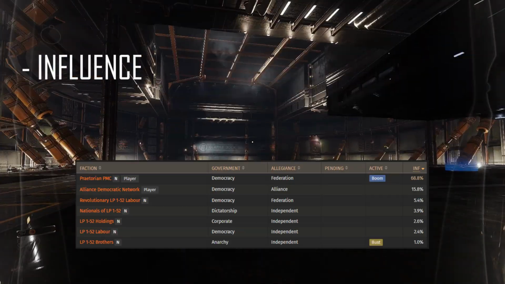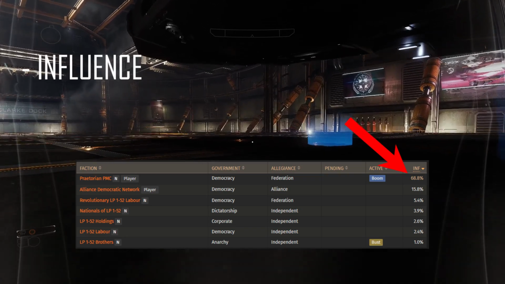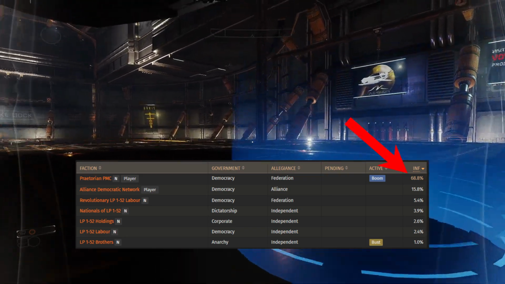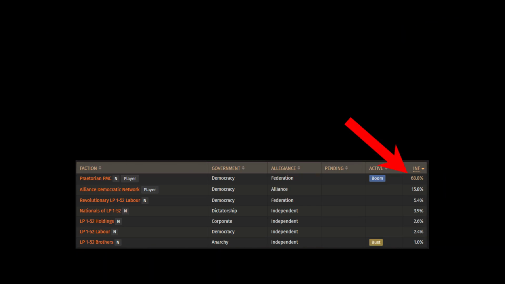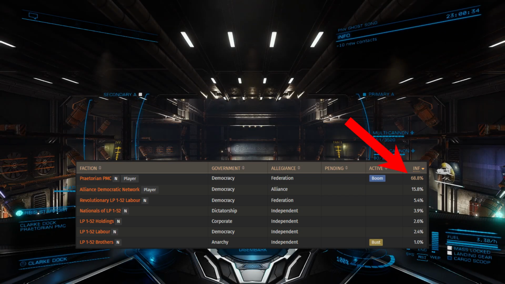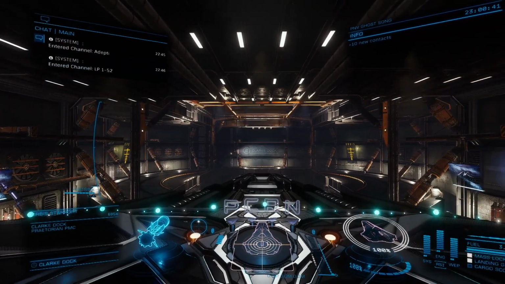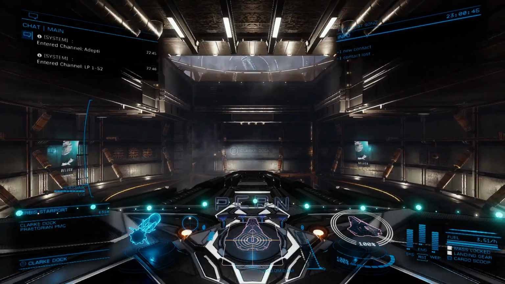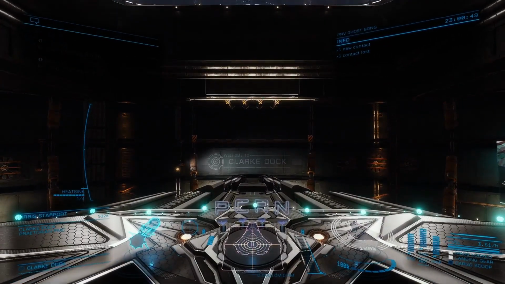Starting off with influence. Influence is a percentage-based scale for control over systems. There's 100% influence in every system, and that's divided between all the factions. The faction with the most influence, the highest percentage, is the controlling faction. The controlling faction also controls the main starport, which is the closest one to the drop-in point.